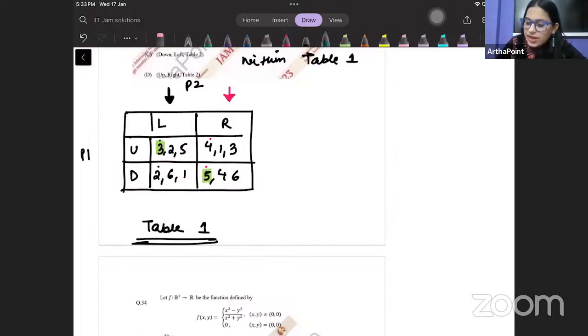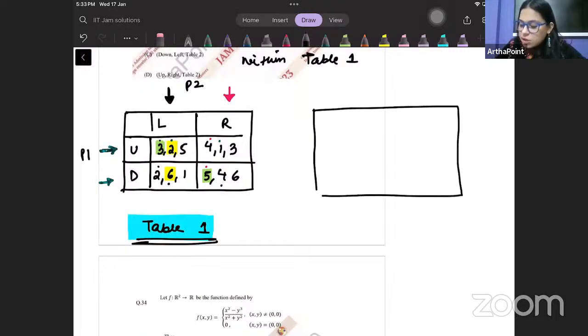Then I will fix player 1's strategy at up and see what player 2 can do. He has to compare between 2 and 1. Clearly 2 is more. And when player 1 fixes it to down, then again player 2 has to choose. Between 6 and 4, clearly 6 is greater. This is within table 1. We have just seen this within table 1. Similarly, you will check what happens within table 2.